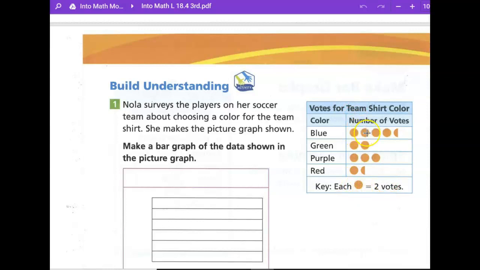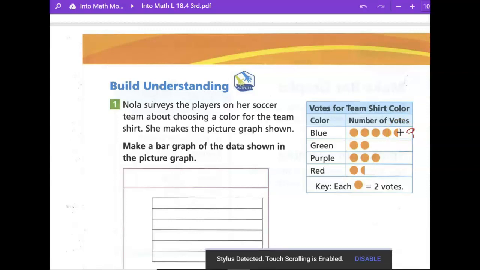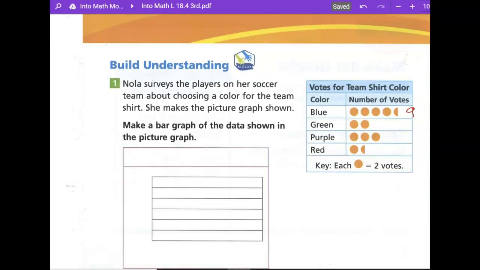So we can see that 2, 4, 6, 8. And half of 2 is 1, so this one would be 9. And you can take your pencil and write 9 out there. And then the green gets 2, 4. I find this a little bit helpful when I'm going to try and make another graph. And then purple, 2, 4, 6. And red is 2 plus 1 is 3.